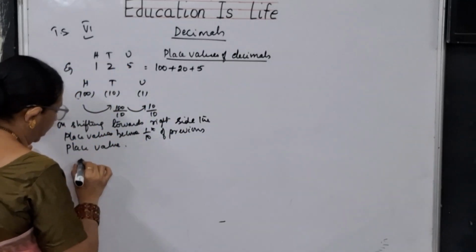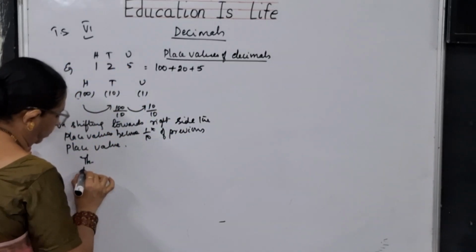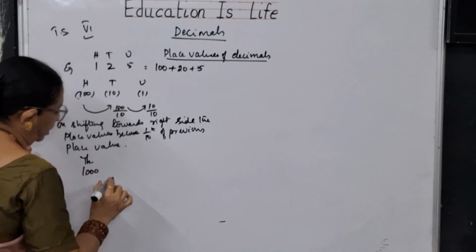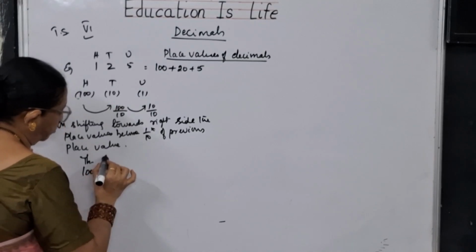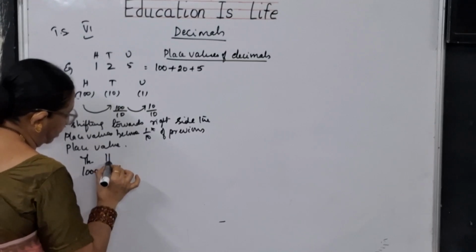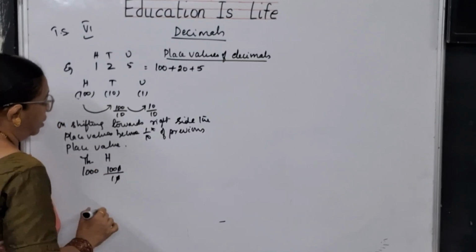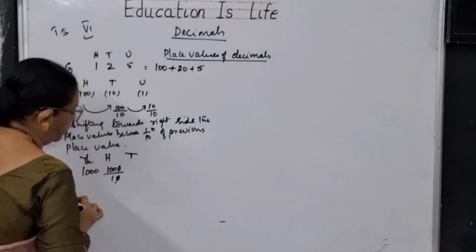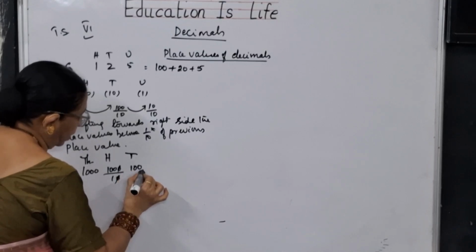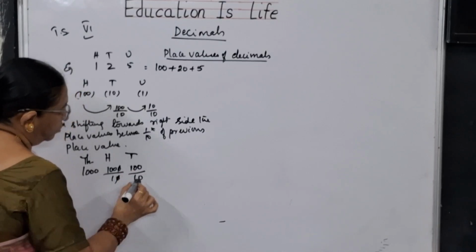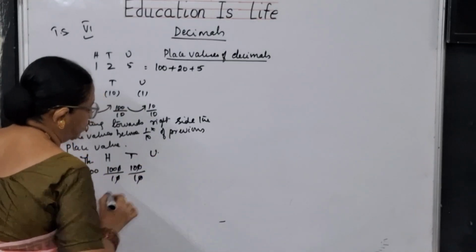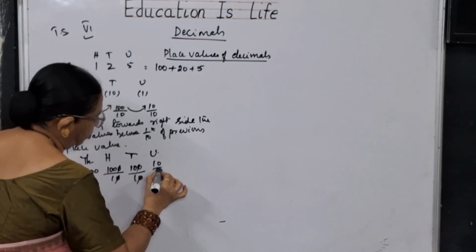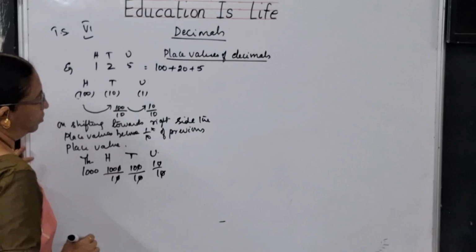That means suppose I have a thousands value. This is 1,000. Now for the next one, what happens? 1,000 divided by 10. That means what? The 0 gets cancelled, and it becomes the hundreds place. Now when I go to the next place, the tens place, this 100 is divided by 10. So I am getting the tens place. And when I go from tens to the units place, this 10 is divided by 10. So you are getting the units place.